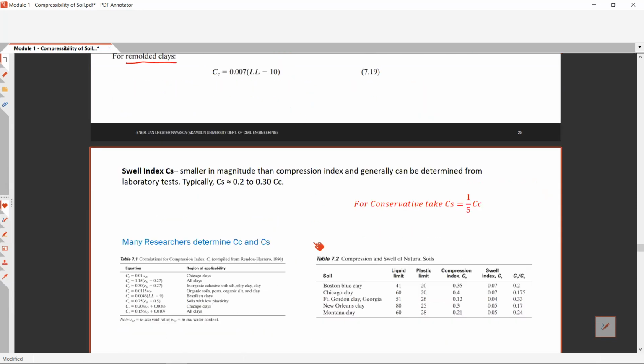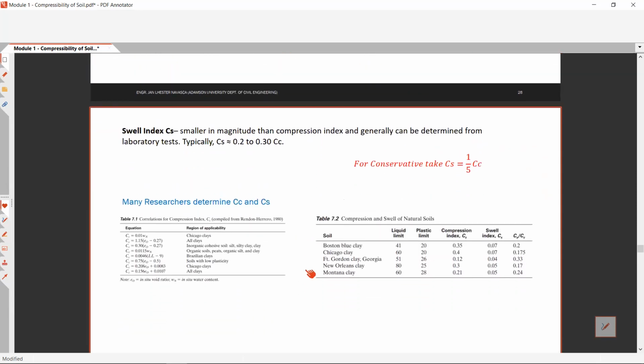Okay, next natin is the swell index. The swell index is smaller in magnitude than the compression index and generally can be determined from a laboratory test. So many researchers determined the value of C sub C and C sub S, and they noticed that the value of C sub S is equal to or approximately 0.2 to 0.3 of the compression index. So for conservative, we will take C sub S is equal to 1/5 of C sub C.